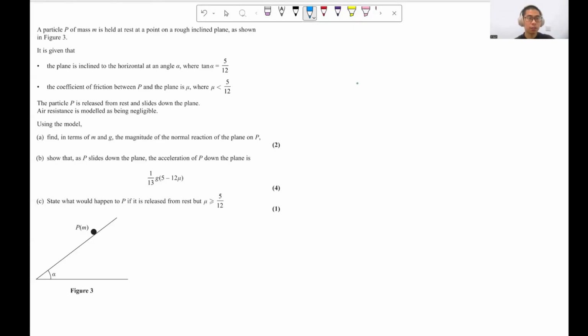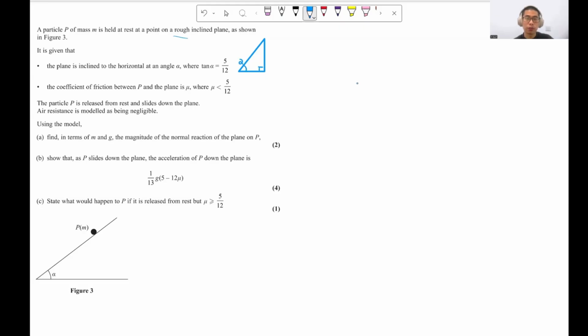Let's have a look at question 3. A particle P of mass m is held at rest at a point on a rough inclined plane, as shown in figure 3. It is given that the plane is inclined to the horizontal at an angle alpha, where tan alpha equals 5/12. So straight away, I will draw a little right angle triangle.